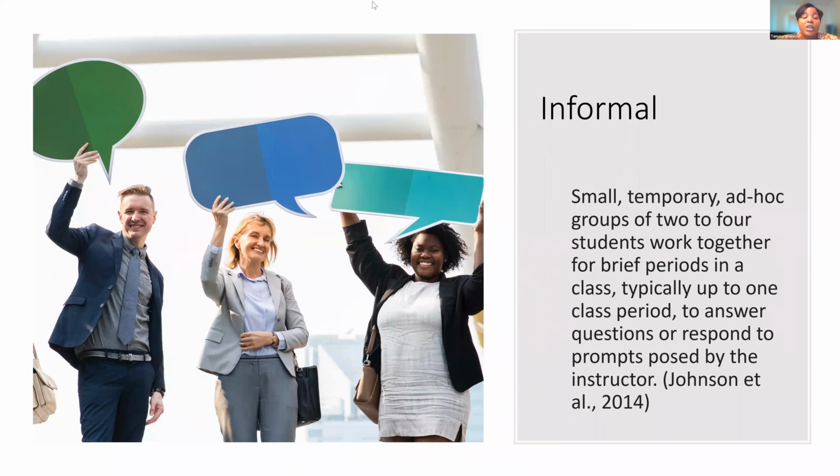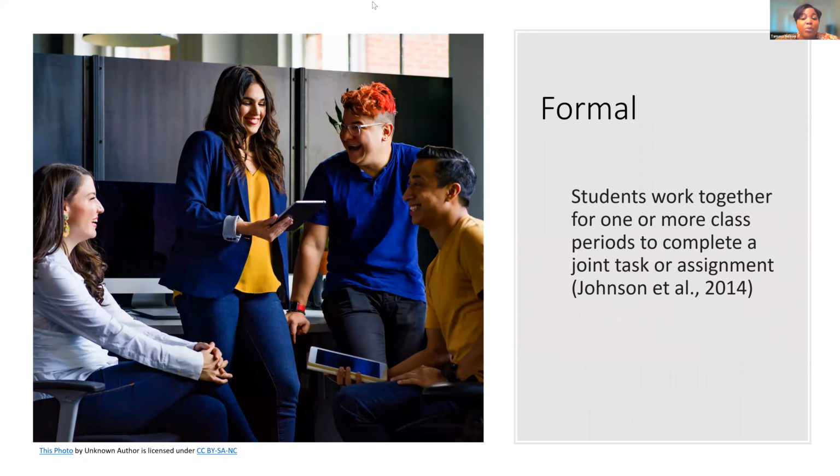The first is informal. Informal may be small, temporary, ad hoc groups of 2 to 4 students working together for brief periods in a class, typically up to 1 class period, to answer questions or respond to prompts posed by the instructor. So that is an informal cooperative group setting. Formally, students can work together for 1 or more class periods to complete a joint task or assignment. This may be a group project, or a project where students have to work in teams over a long period of time.